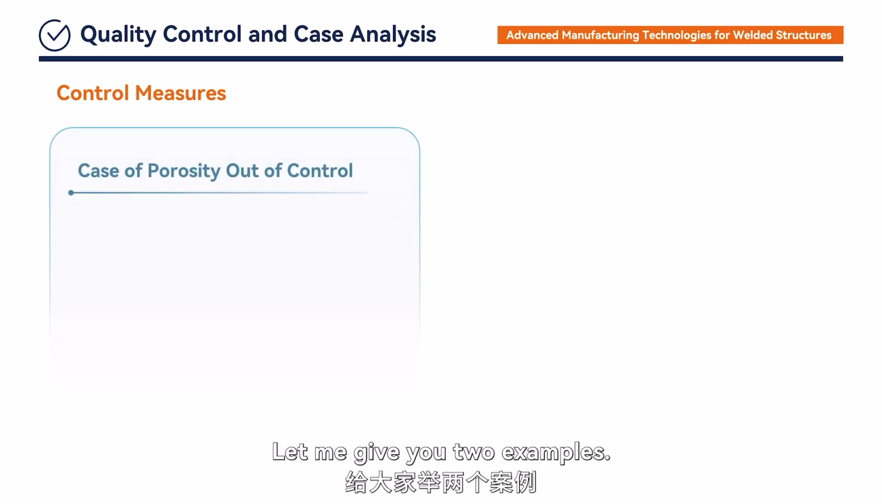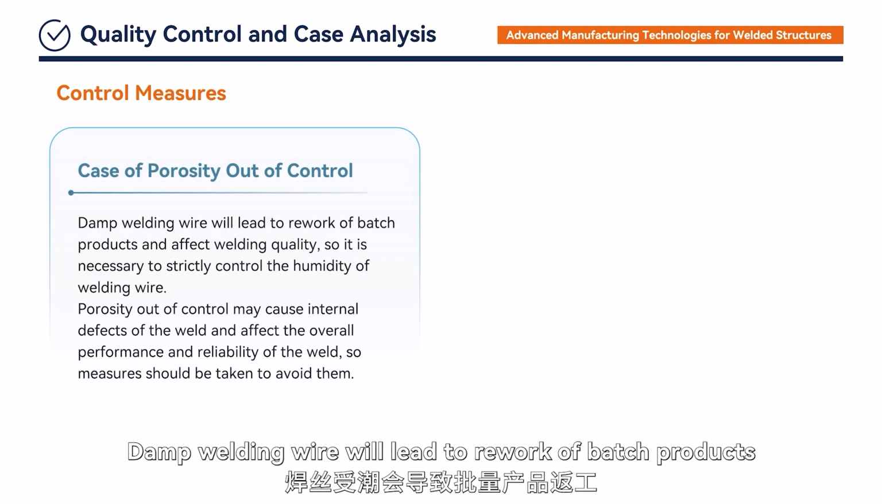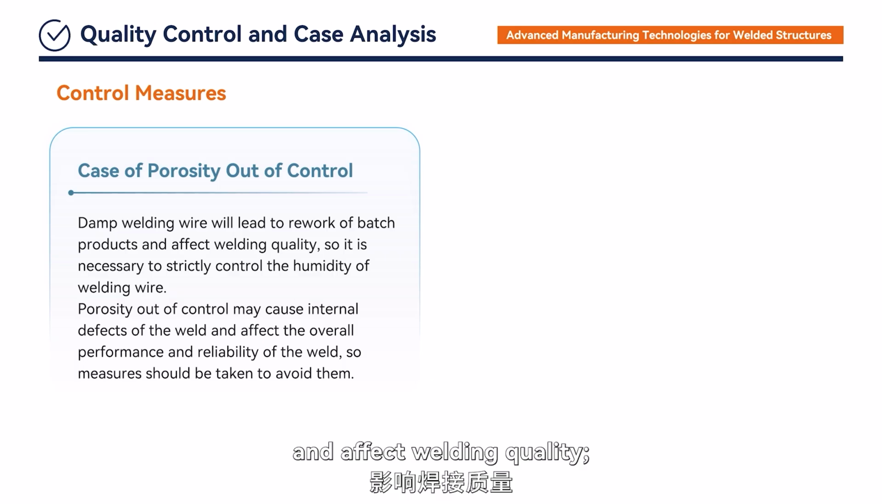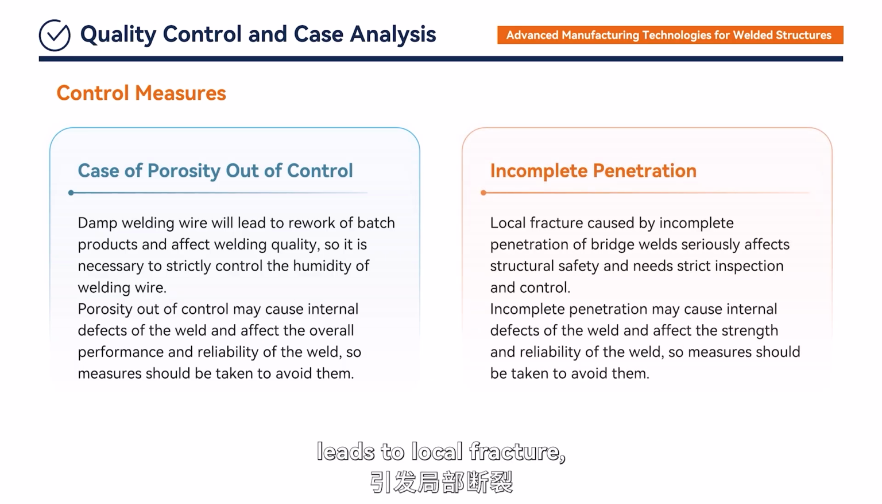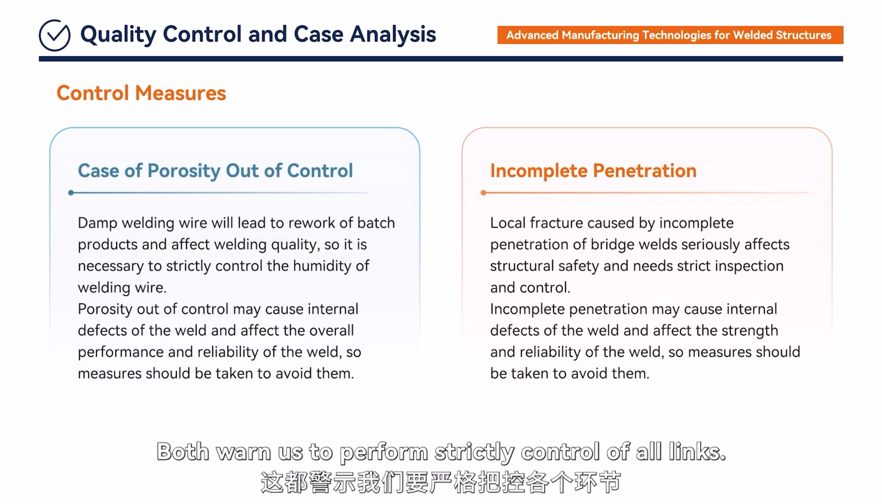Let me give you 2 examples. Damp welding wire will lead to rework of batch products and affect welding quality. Incomplete penetration of the weld of a bridge leads to local fracture, which threatens the structural safety. Both warn us to strictly control all links.